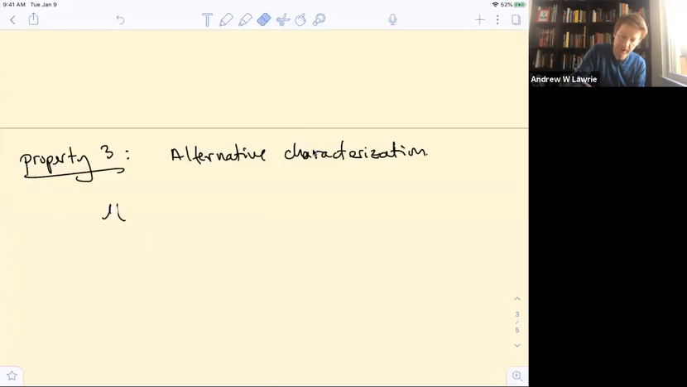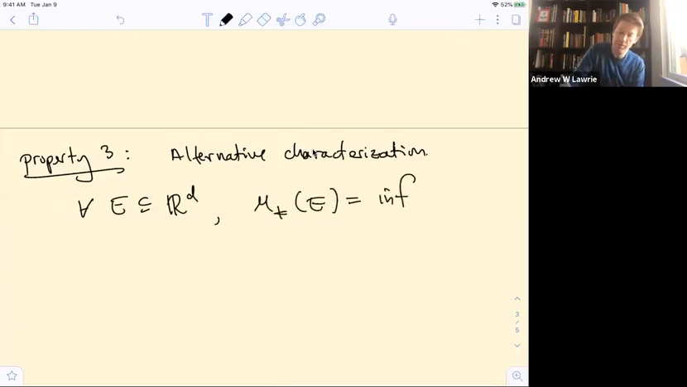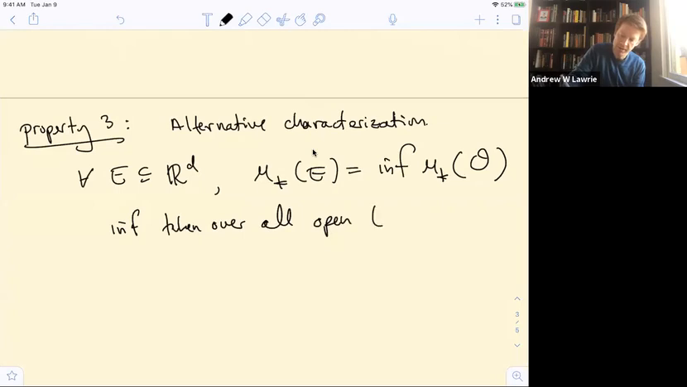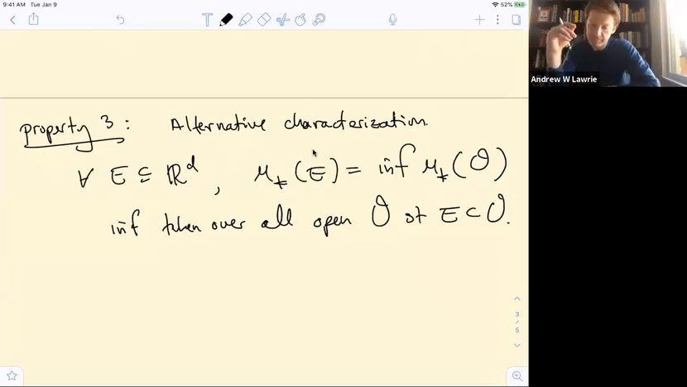So for any subset E of R^d, the exterior measure of E is equal to the inf over all μ*(O), where the inf is taken over all open sets O such that E is inside of O. So rather than coverings by closed cubes, you can instead define the exterior measure as just an inf over the exterior measures of open sets containing E.